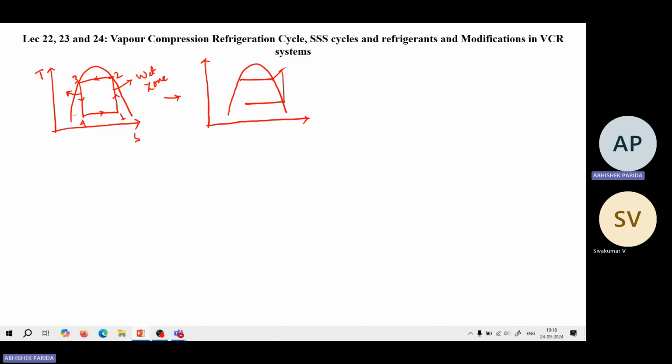And then in place of the turbine, as we are dealing with liquid, we have gone with the isenthalpic process. We have gone with throttling.